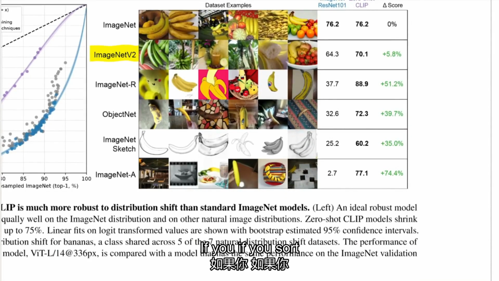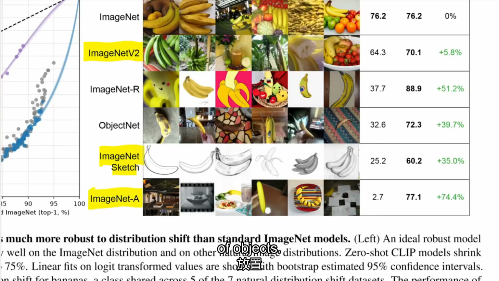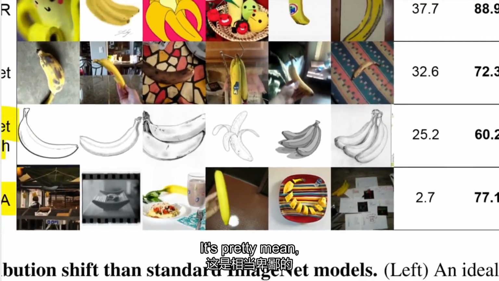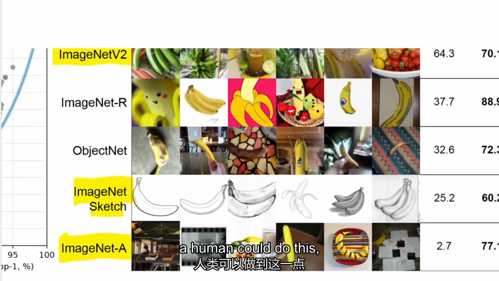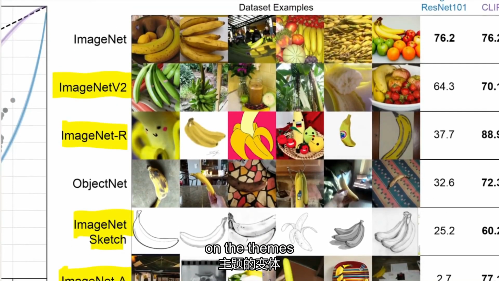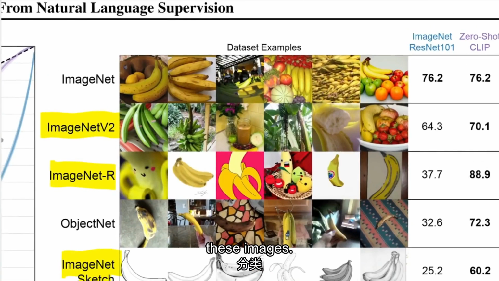And if you try to go away a little bit further, so you just have sketches of these objects, you have this adversarial placement of objects. You can see right here, it's pretty mean, but still a human could do this, right? These are just variations on the themes of ImageNet. They have the same classes. So a classifier trained on ImageNet should be able to also classify these images, right?